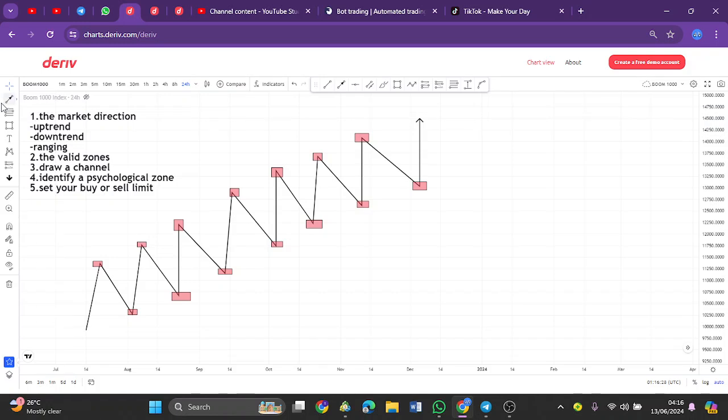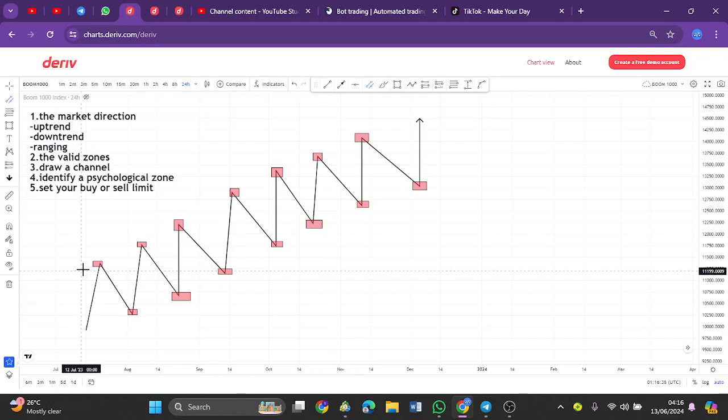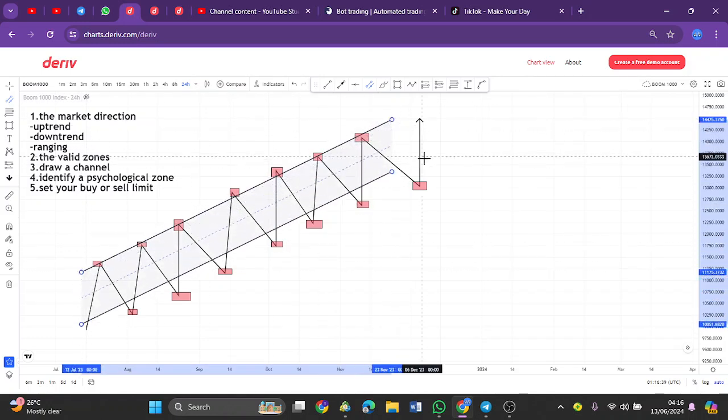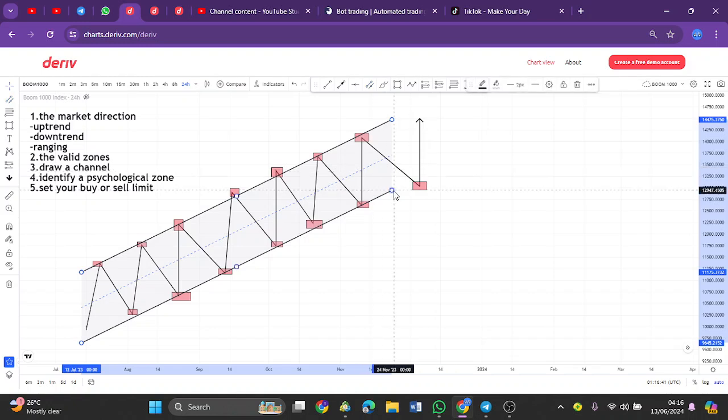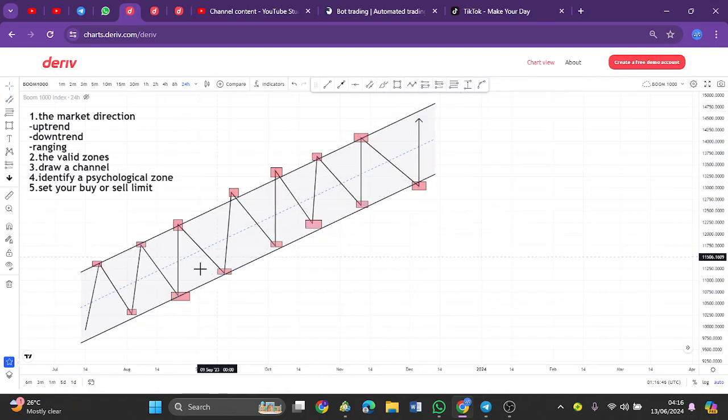You take this, you come here, there is this parallel channel. Take it, connect the upper zones and drop it down to the lower zones, and this is how you'll achieve your channel. This one is from an uptrend. Once this is a channel, you have to identify psychological zones, I'll show you that, and set your buy or sell limit. I'll also show you that. So this is the first thing.